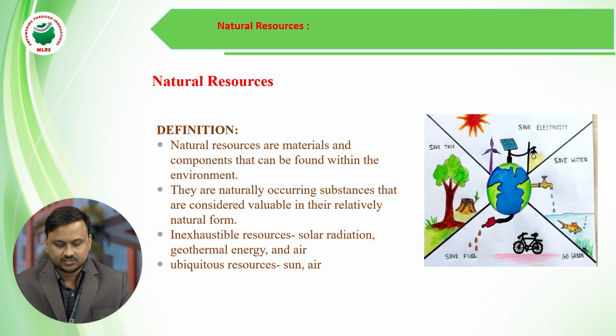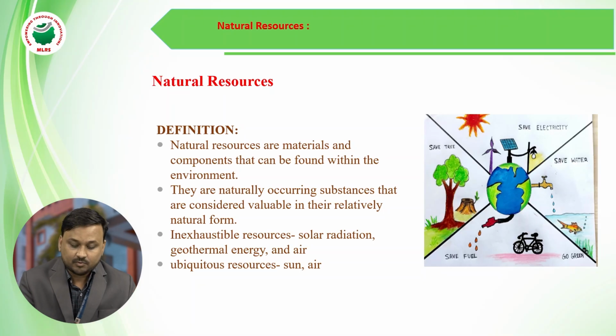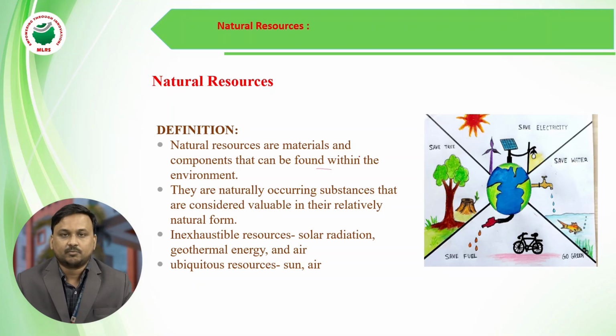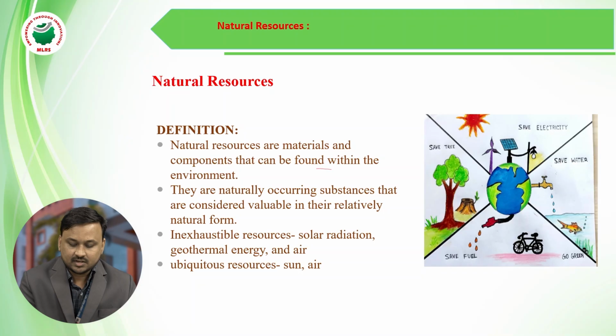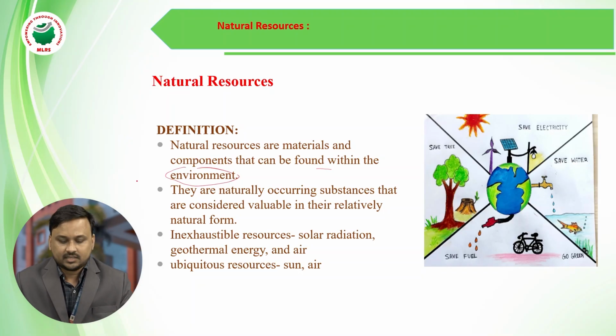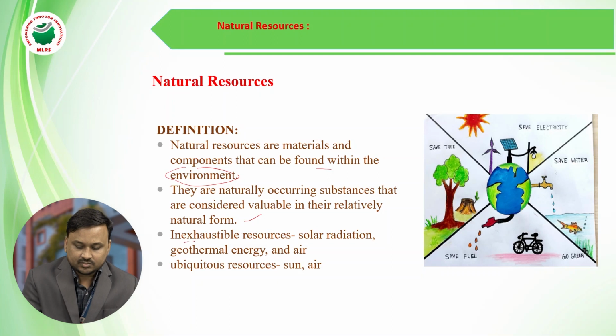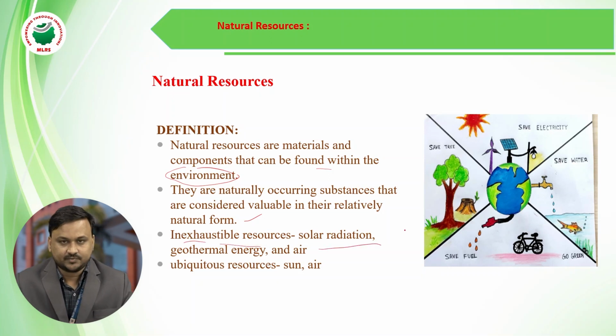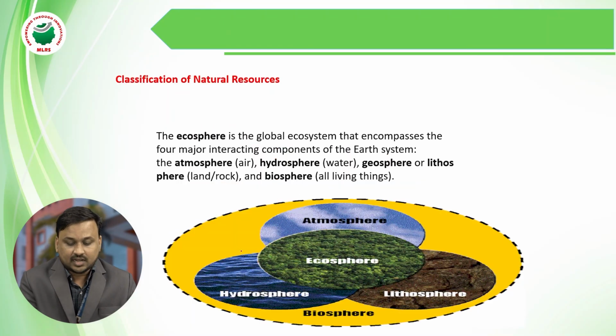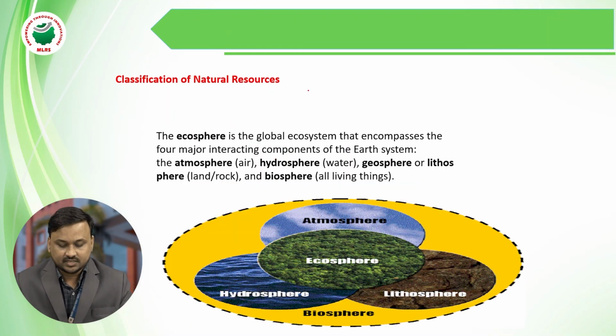The definition of natural resources is that natural resources are materials or components that are found within the environment. These resources are found in the environment, and these substances are completely available in a natural form. Inexhaustible resources are solar radiation, geothermal energy, and air. And the classification of natural resources: there are majorly four types.